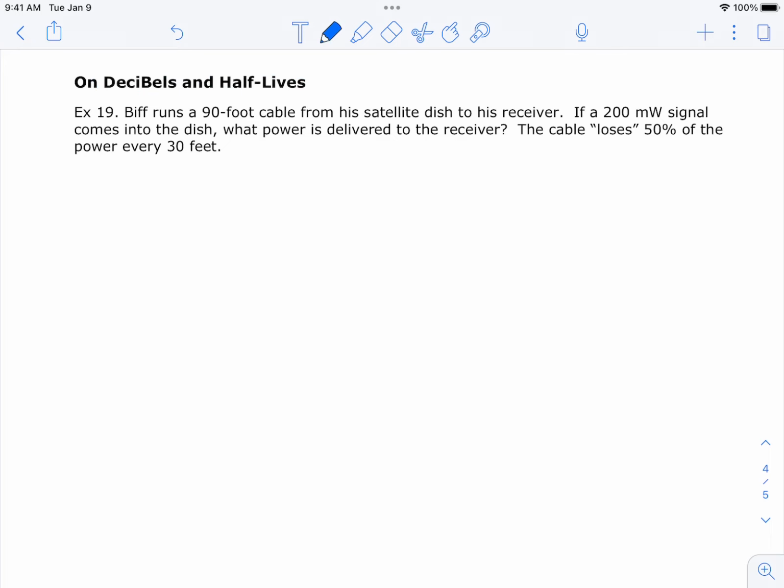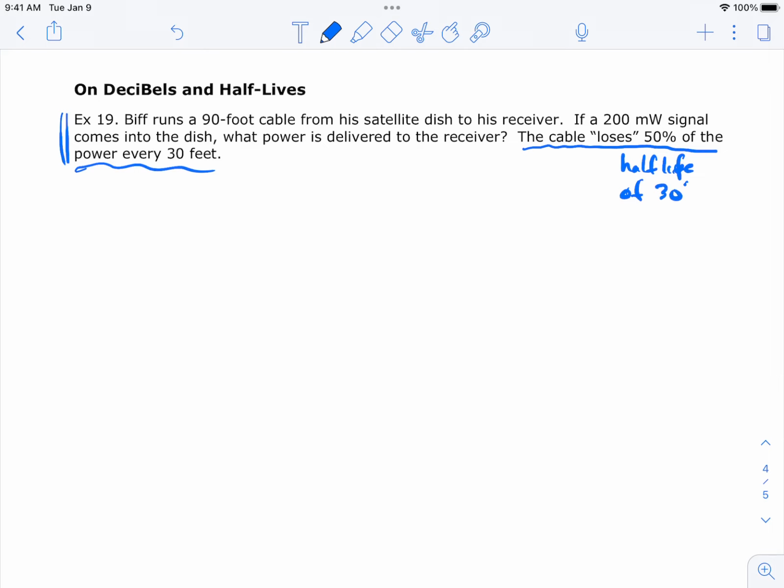Well, first let's just kind of look at this question here. Biff runs a 90-foot cable from his dish to his receiver. There's a 200 milliwatt signal coming in. What signal's coming out? Here's the thing. The cable loses half of its power every 30 feet. That's a sort of a half-life thing, right? It's a half-life. You lose half your power every 30 feet. So in some sense, it's a half-life, not in terms of years, but in terms of feet. Every 30 feet, you're going to lose half your power.